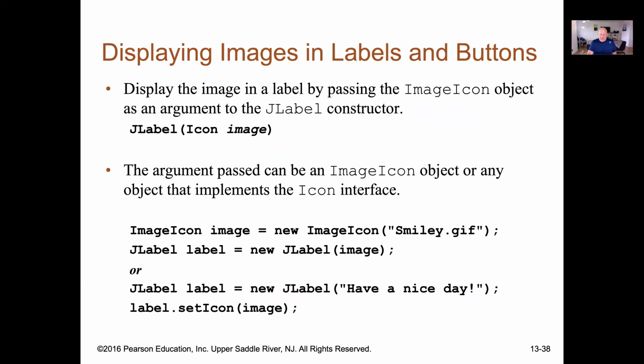Text alignment can be modified by passing one of the following to an overloaded constructor. You want to set the text as left, centered, or right. This is how you create a button with an image. It's similar to creating a label with an image. So you're creating a button with an image and text in this code right here.